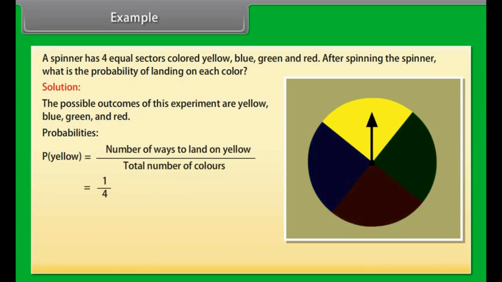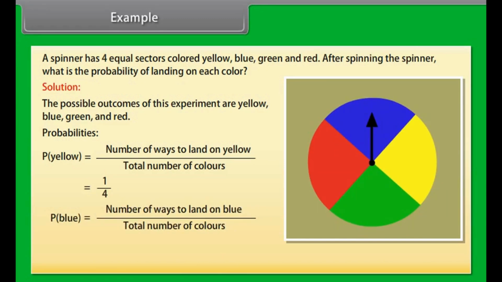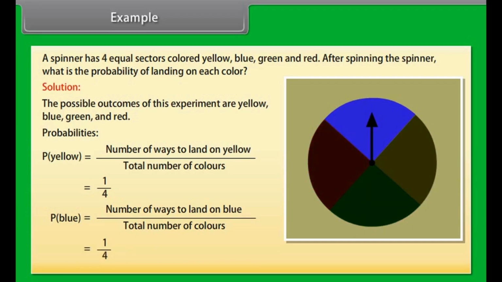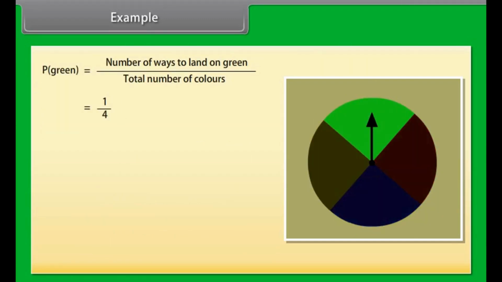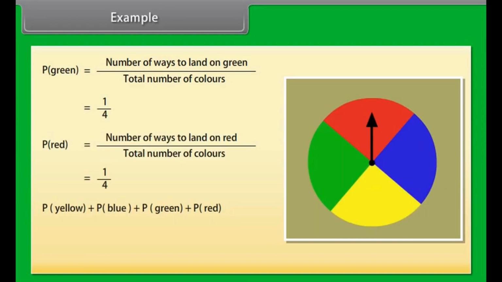to 1 by 4. Probability of landing blue is number of ways to land on blue by total number of colors, that is equal to 1 by 4. Similarly, we will find the probability for green and red. And if we add all these probabilities, we will get 1.